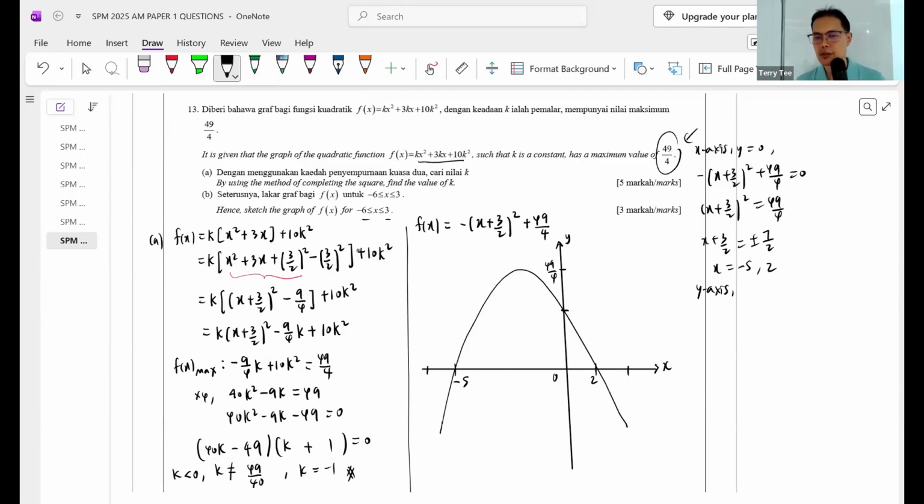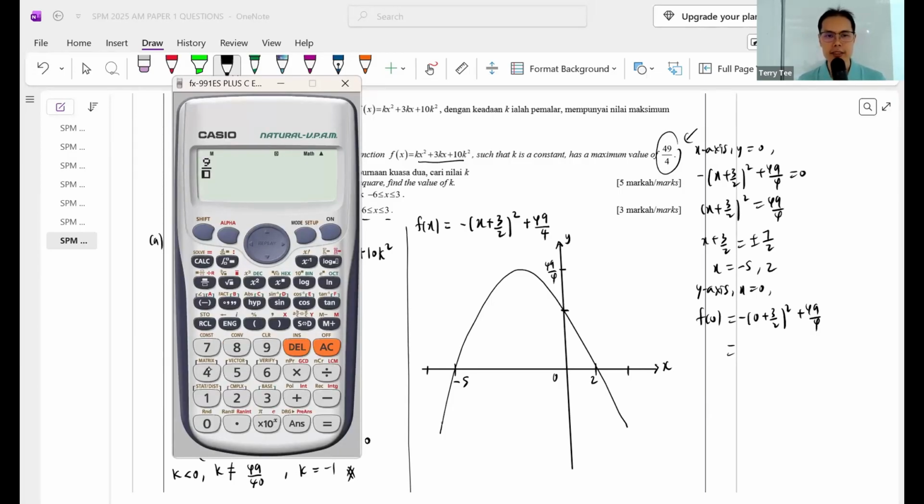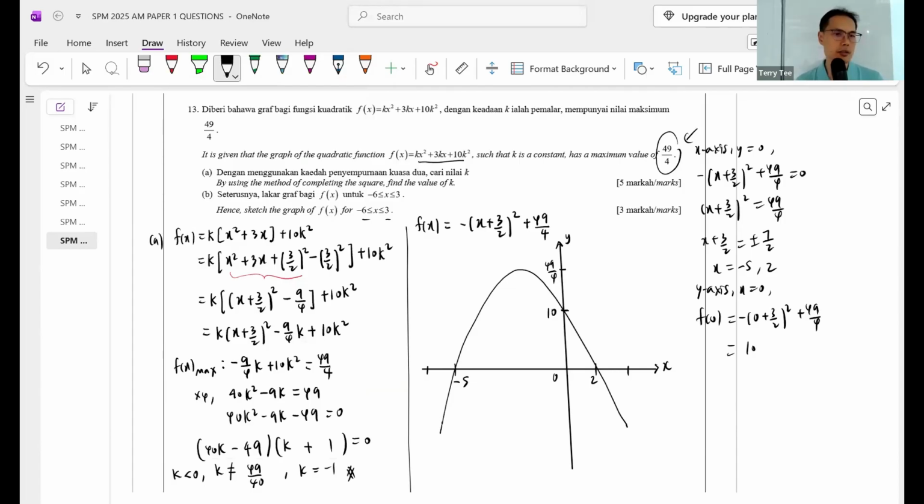Y-axis, what is 0? X is 0. You put 0 inside. 0 plus 3/2 squared, minus 49/4. So 3 squared is 9, 9/4. 49, okay, you can't do it mentally, it's okay. Negative 9/4 minus 49/4, I can tell you the answer is 10. Right, isn't it? Okay, so this is 10.